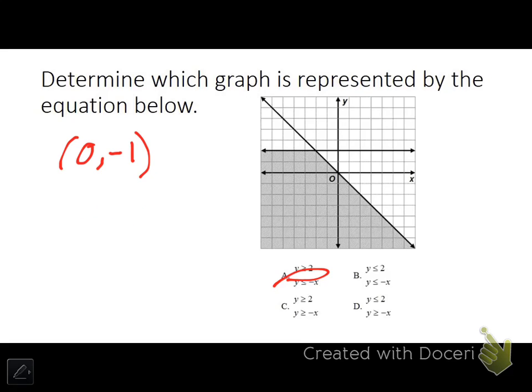Try the next one. Well, that makes negative 1 greater than 2 again because they're the same. Okay, so we know that this top one should be good. So let's try this bottom one. So y, negative 1, greater than or equal to 0. Is negative 1 less than or equal to 0? Yes, it is. So B is my answer for that one.